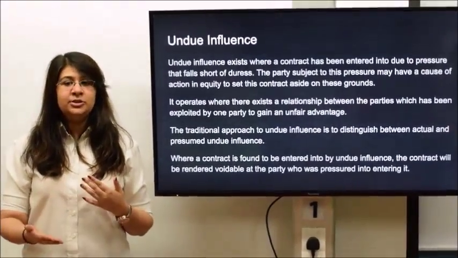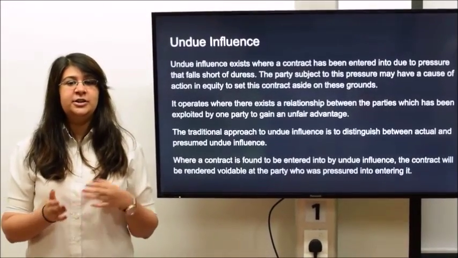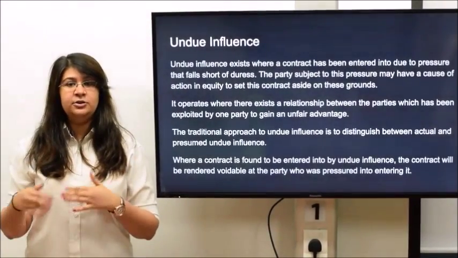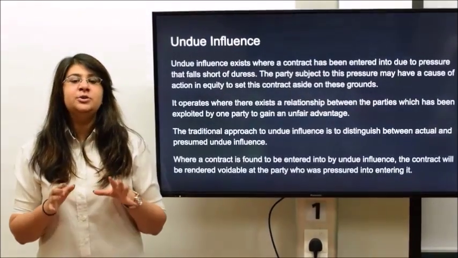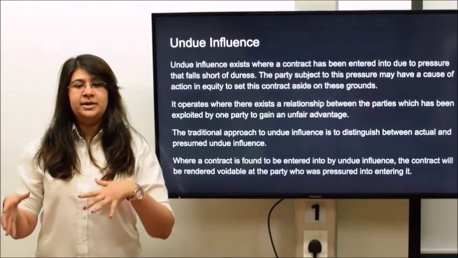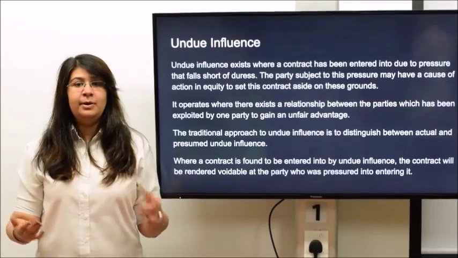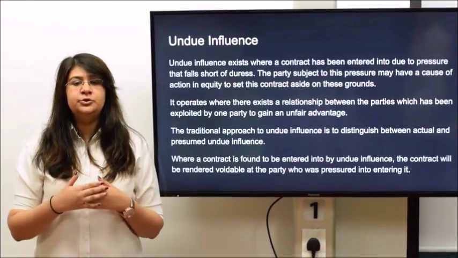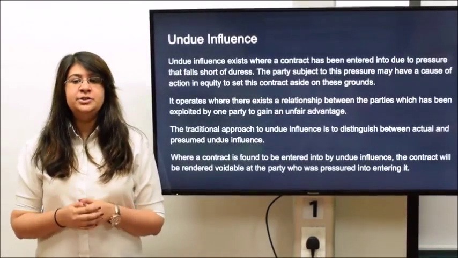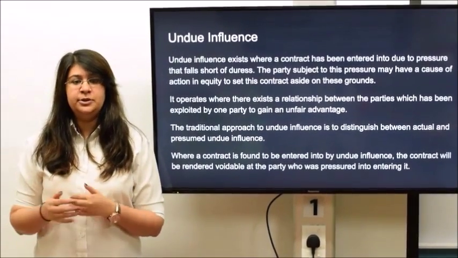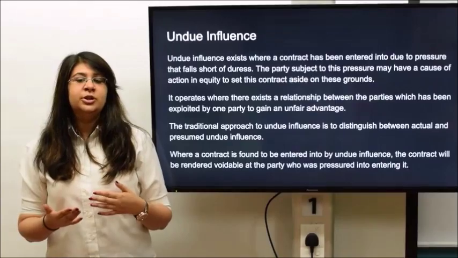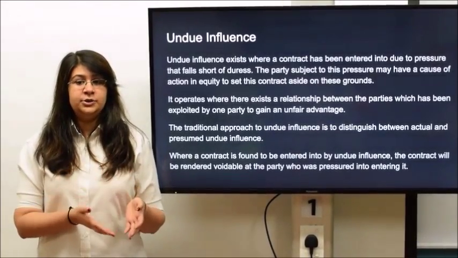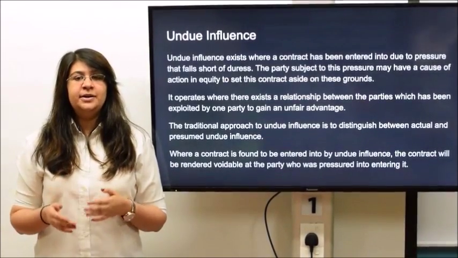The party subject to this pressure may have a cause of action in equity to set aside this contract on these grounds. It operates where there exists a relationship between the parties which has been exploited by one party to gain an unfair advantage. The traditional approach to undue influence in English law is to distinguish between actual and presumed undue influence. Where a contract is found to be entered into by undue influence, the contract will be rendered voidable at the instance of the innocent party.